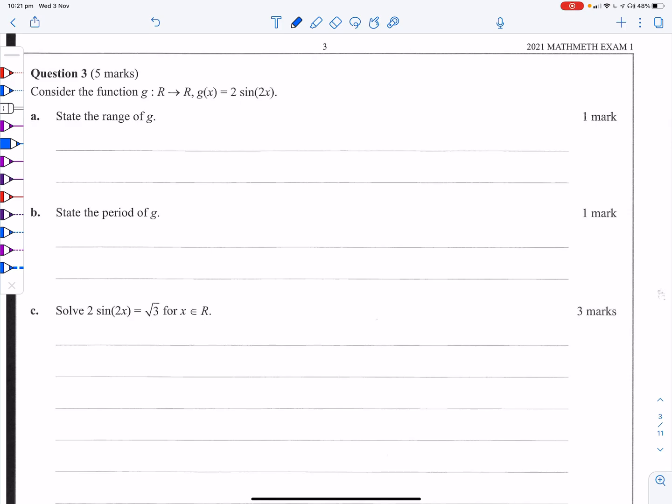Okay, this one here, we're told that we've got a function 2 sine 2x and it asks for the range. We can say g is an element of -2 to 2 because we know the lowest value for a sine graph and the highest value for a sine graph is based off the amplitude. We know that our period is 2 pi over the coefficient of x, or n. So our period is pi.